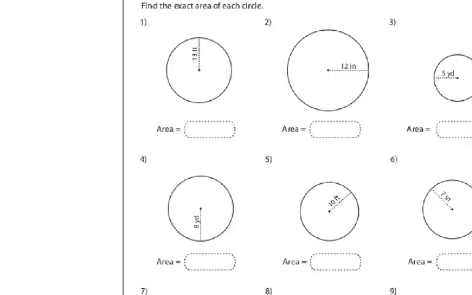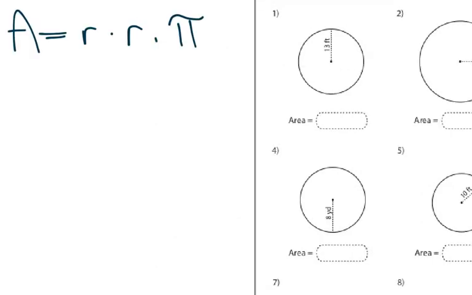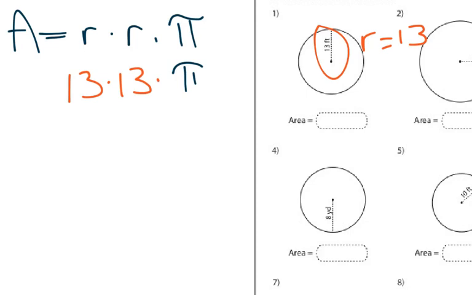Okay, so let's go ahead and do an example. Let me write the formula again. We're looking for the radius. In number 1, the question is, do they give us the radius or do they give us the diameter? They give us the radius, which is good because that's what we need. So we don't have to do anything except plug it in. We've got the radius times the radius times pi. In your calculator, if you take 13 times 13, you're going to get 169.